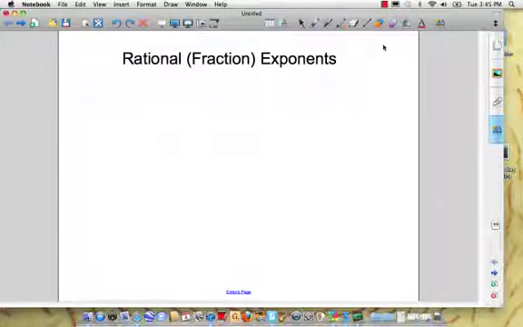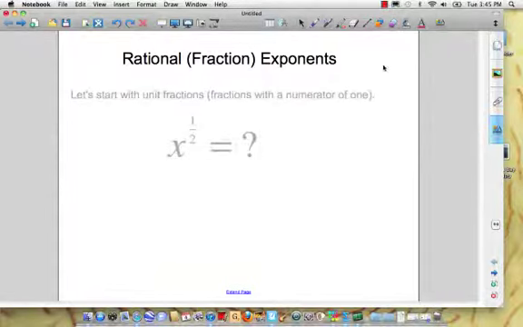This lesson introduces what we call rational exponents. In this context, rational is just another word for a fraction. So we've looked at whole number exponents, x to the first, x to the second, and so on. And we've also extended that to include the zero exponent and negative exponents. Now we're going to explore what happens when your exponent is a fraction.